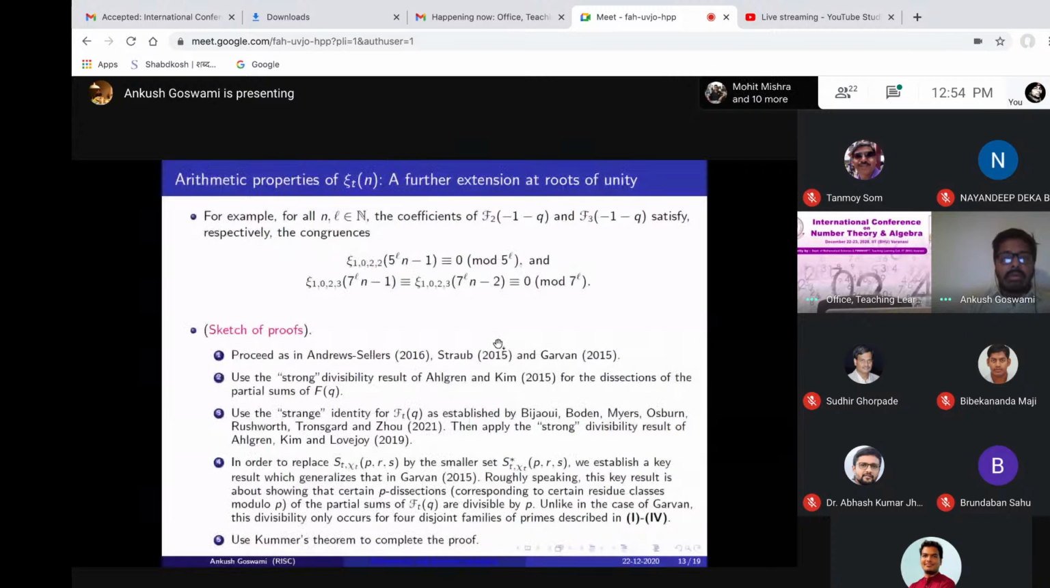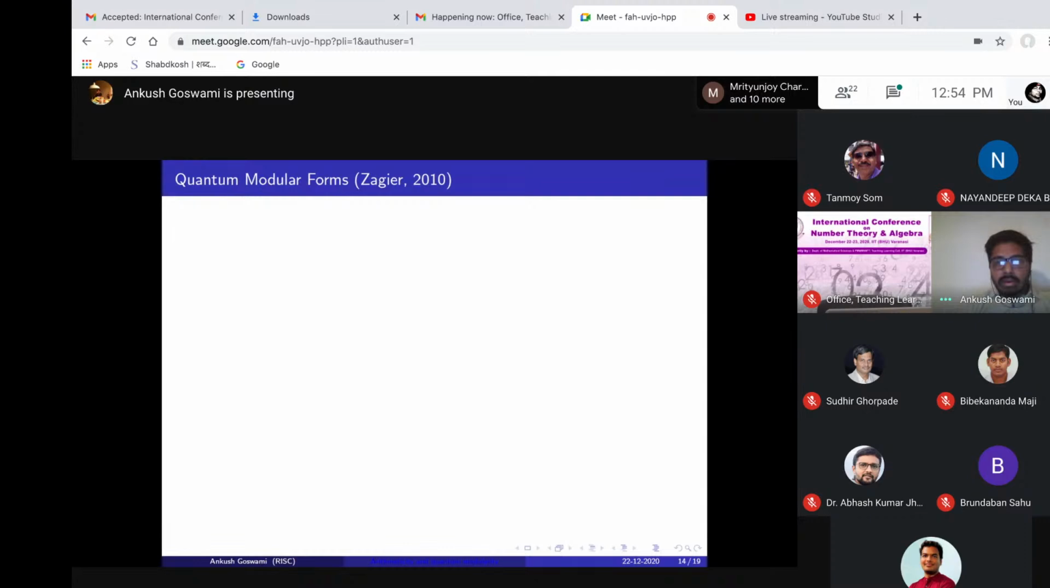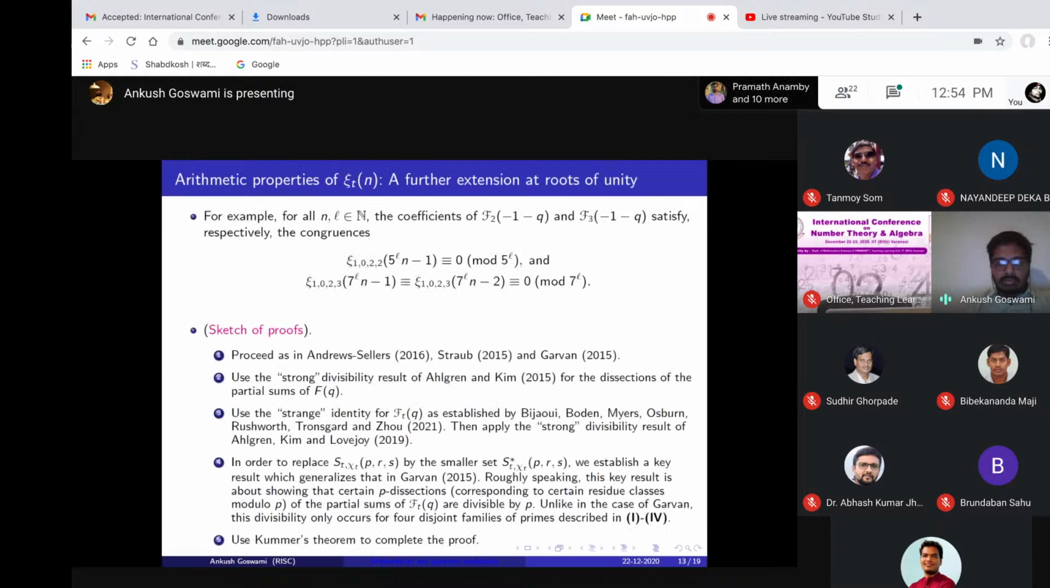Okay. So let me go to the second part of my talk. The second part of my talk is to show that this function that you saw in the previous slide, f_t of q, is basically what is called a quantum modular form. So let me first define what a quantum modular form is.